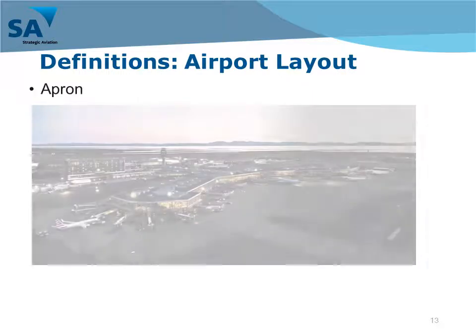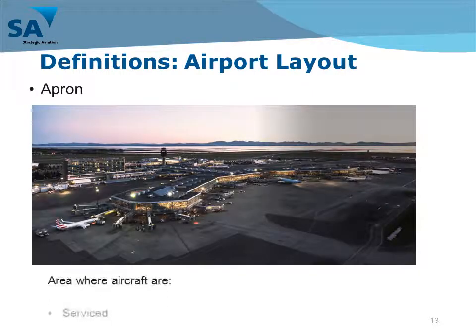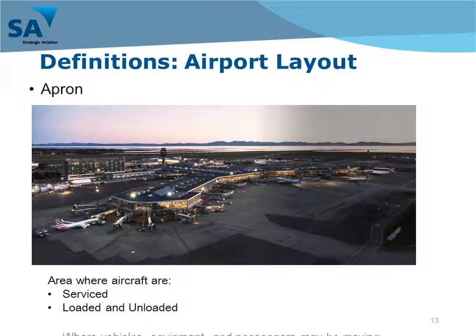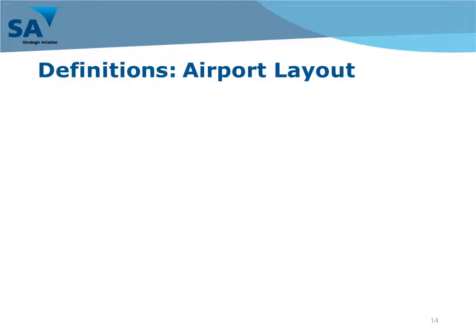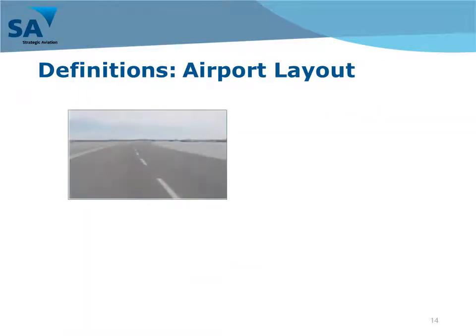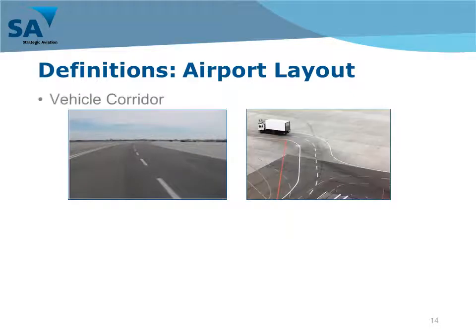The apron is the area of the airport where aircraft are serviced, loaded and unloaded, and also where many vehicles, equipment, and passengers may be moving around between the terminal, the aircraft, and possibly other parts of the airport. You will see painted lines on the apron which will help you identify the vehicle corridor, where it is safe for vehicles to travel, just like on a regular road. You will receive base-specific training for those areas before you obtain your AVOP.